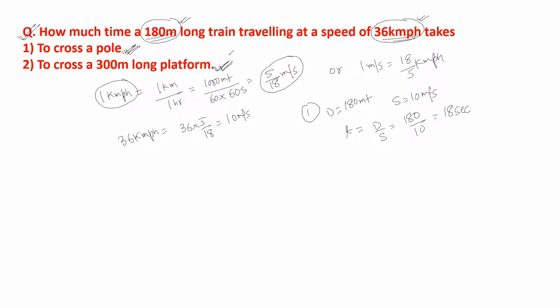Now for the second part, when the train has to cross a 300 meter long platform, in that case, the train has to cover a total distance of 180 plus the length of the platform, that is 300. So the total distance would be 480 meters. The time taken would be simply distance by speed, which would be 480 upon 10 meter per second. If you calculate this out, this would be 48 seconds.